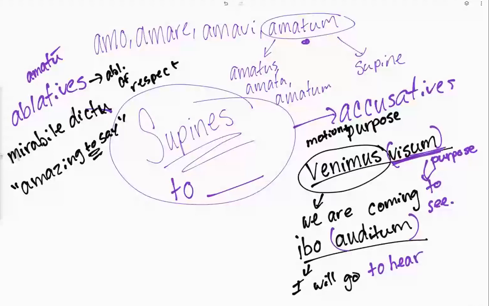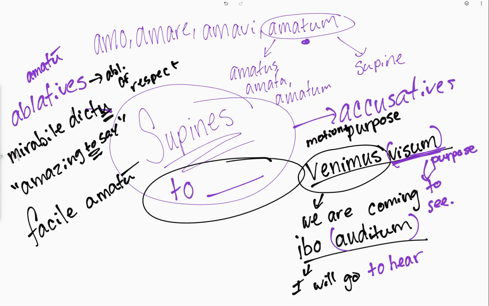In reality, it's amazing in respect of saying. Hence is why it's called an ablative of respect. And these always end with this u form. We can even have something like easy to love, easy in respect to loving. So that's what you have for the supine. It's important to note that it's going to have this "to" form, and the accusatives always will show purpose, and the ablatives are showing some sort of respect to something.